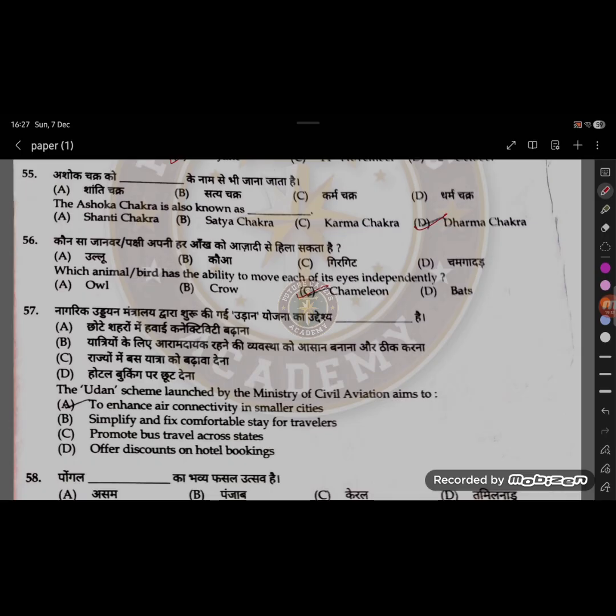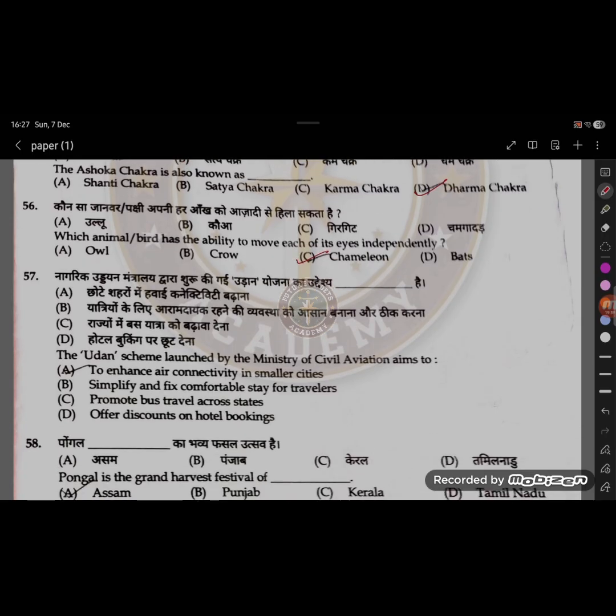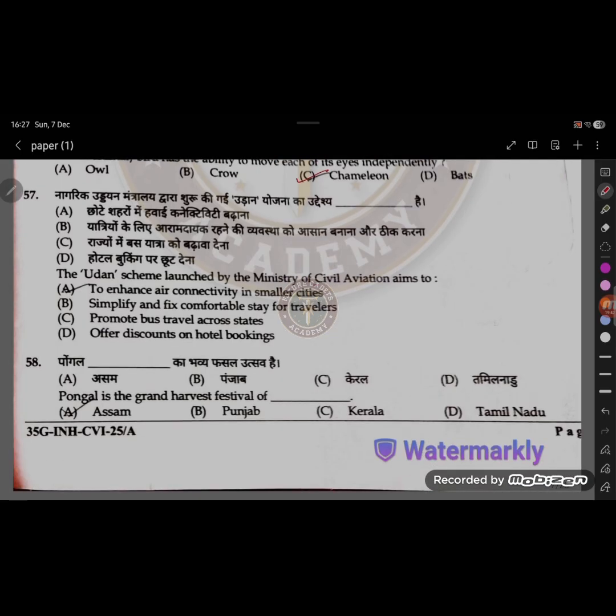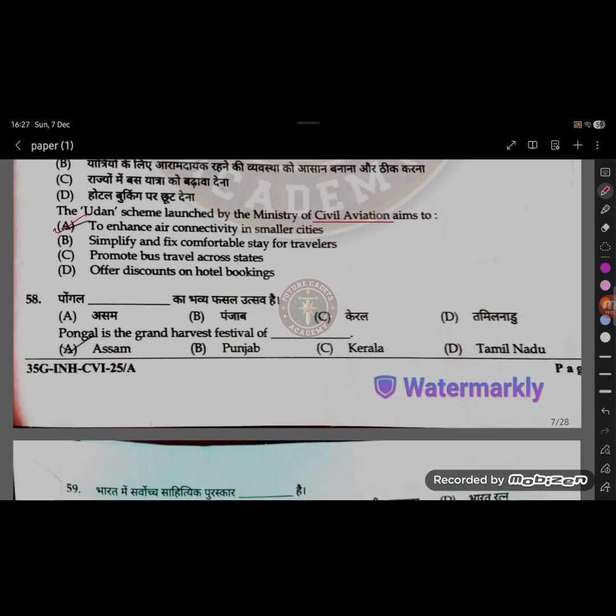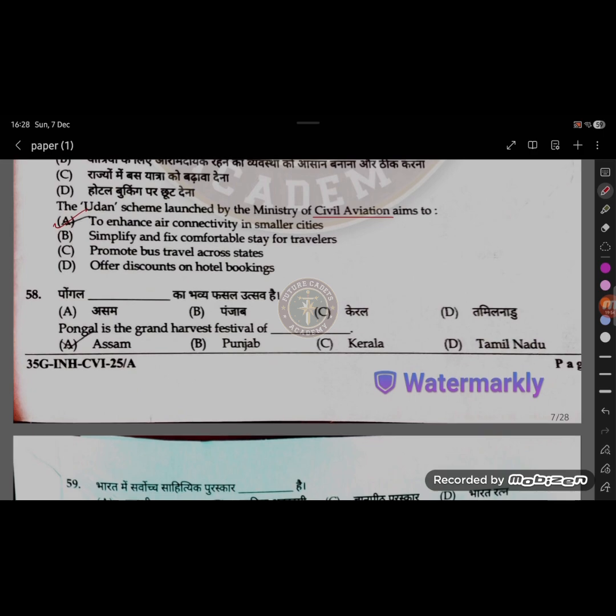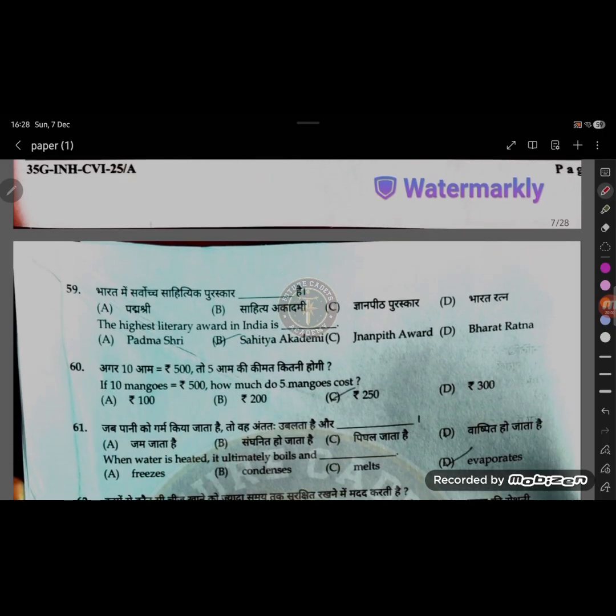Now question 57. Government scheme UDAN, Ministry of Civil Aviation. So it's very easy because it's about aviation. It must be something related to air connectivity. So A is the answer for this. Now for the next question, we have Pongal, which is a festival of Tamil Nadu. These are all easy GS questions. I'm sure you all get this right. It's a very static portion. So you all can just quickly check them and get to know how many you got correct.